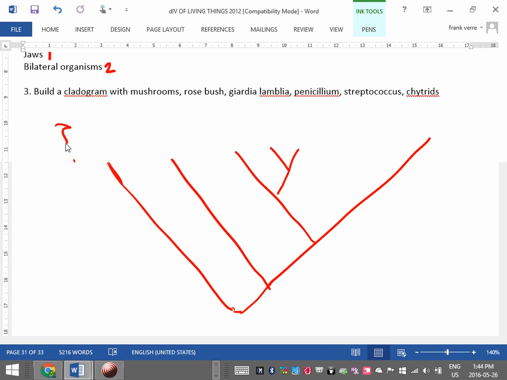So here's the thing. You know how in the Tree of Life you went through your levels to figure out how you can break up the organisms and classify them? So even though you might not know every little thing about the organisms on this list, you should know at least something about them. For example, what's a mushroom? It's a fungi. What's a rosebush? It's a plant. What's Giardia lamblia? Okay, let's put a question mark. What's penicillium?